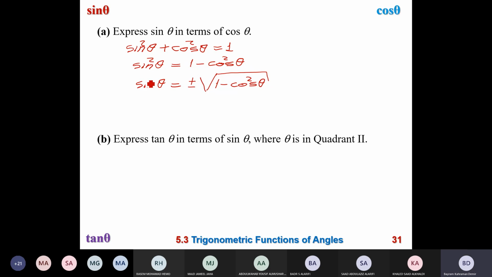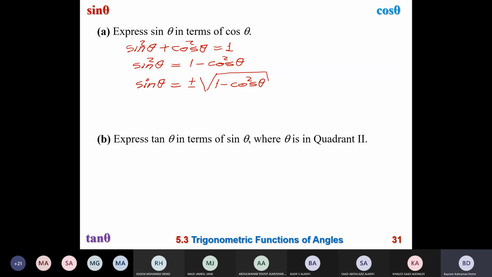Of course, now, how am I going to choose positive or negative? Well, positive or negative depends on theta. If theta is in the first quadrant, sine will be positive, so you need to choose the positive one. If theta is in the third quadrant, then you need to choose the negative one.